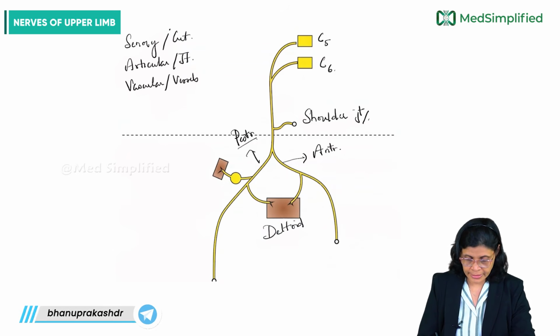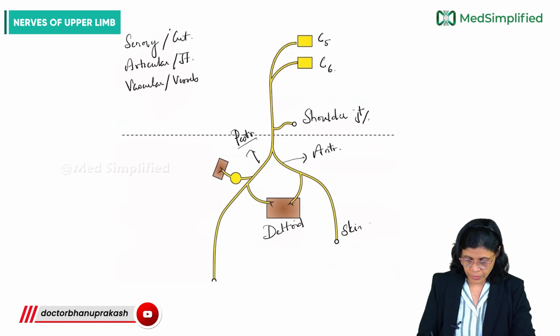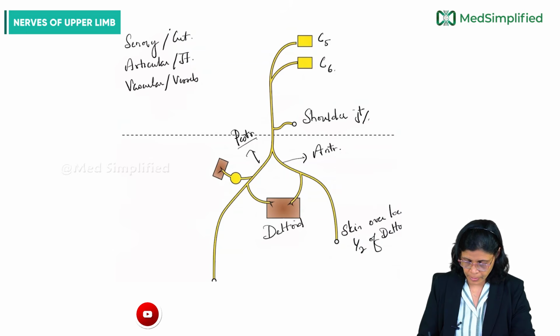It supplies the deltoid muscle and then continues as a cutaneous branch to supply the skin over the lower half of the deltoid. So in this region it supplies.